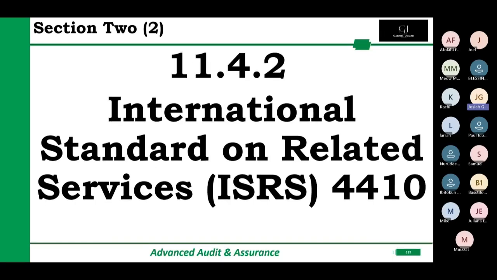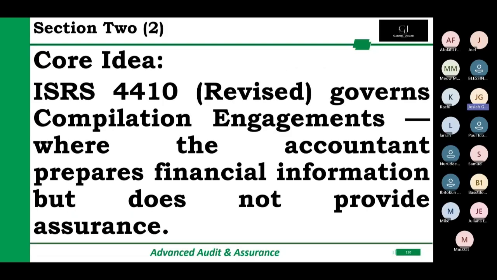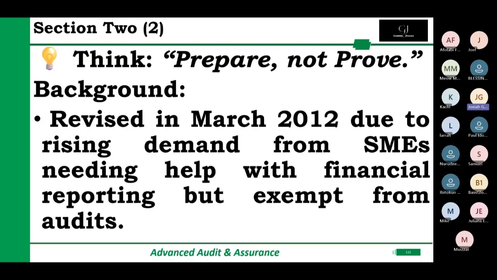For compilation engagements, you have ISRS, the International Standard on Related Services, ISRS 4410. For agreed upon procedures, 4400 guides it. But for compilation engagements, ISRS 4410 guides the preparation. The core idea around this revised standard is that it governs compilation engagements where the accountant prepares financial information but does not provide assurance. So you need to think around preparing, not to prove the report.